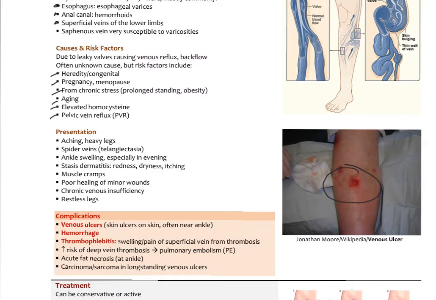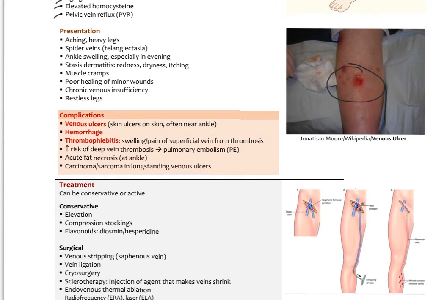Now the concerns here are the complications. Again, I just mentioned the venous ulcers. You can also have hemorrhage through those ulcers. People will lose a lot of the kind of ooze, often clear fluid, the plasma, through those ulcers, but it can be actual bleeding. And then there's an increased risk of thrombophlebitis, and that would basically be thrombi forming in there, and that can predispose a person to increased risk of pulmonary embolism. So varicose veins do have some complications. They're not just cosmetic. They do have complications that have to be considered.